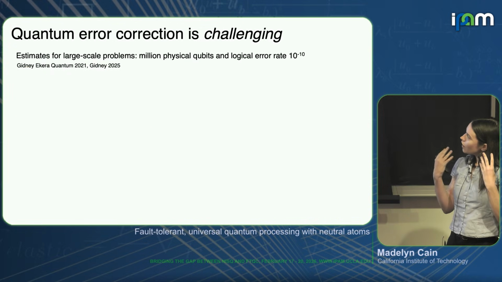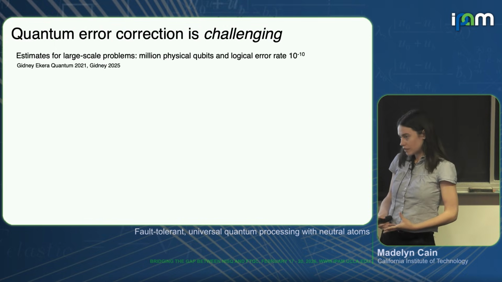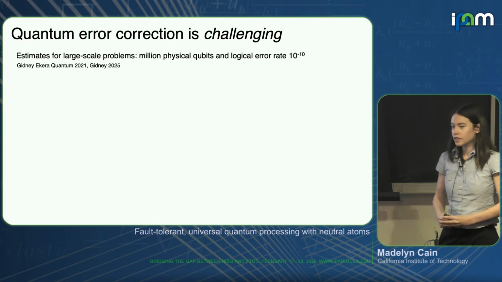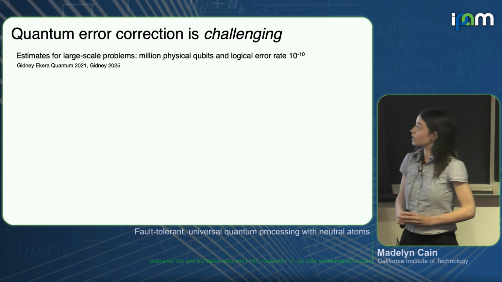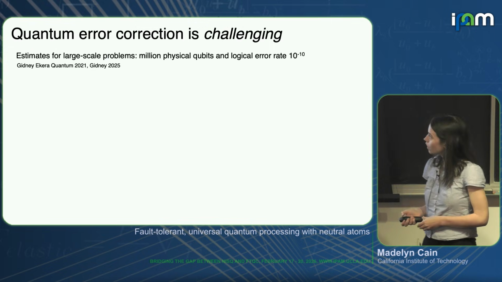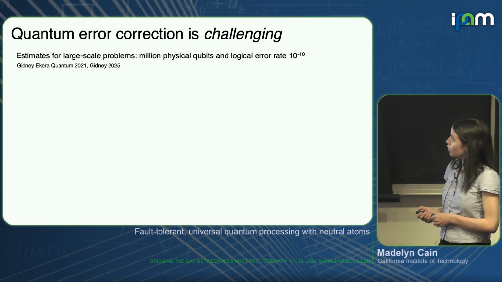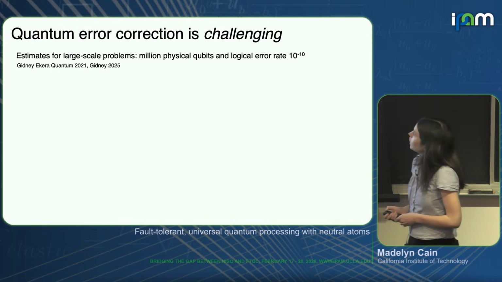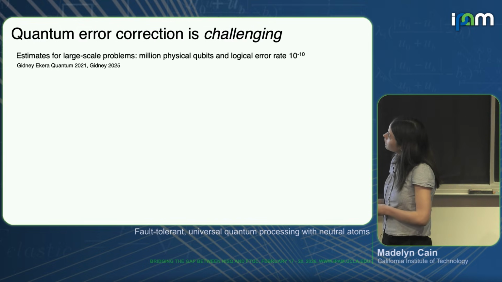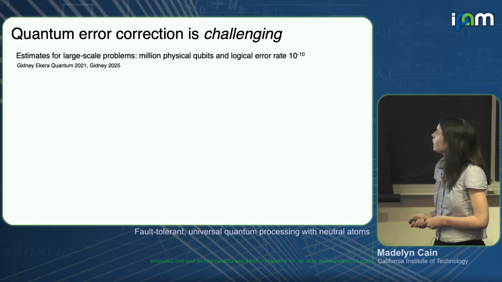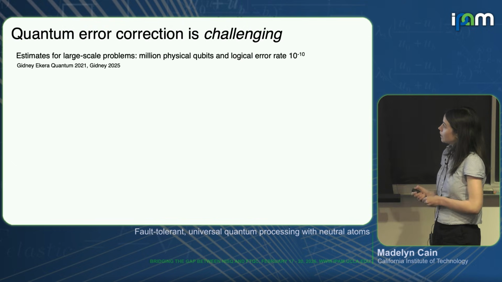So this gives an idea of the basics of quantum error correction, but in practice, implementing an error-corrected algorithm is challenging. In particular, for large-scale problems, such as factoring, it's anticipated that one will need on the scale of 1 million physical qubits and logical error rates as low as 10 to the minus 10.